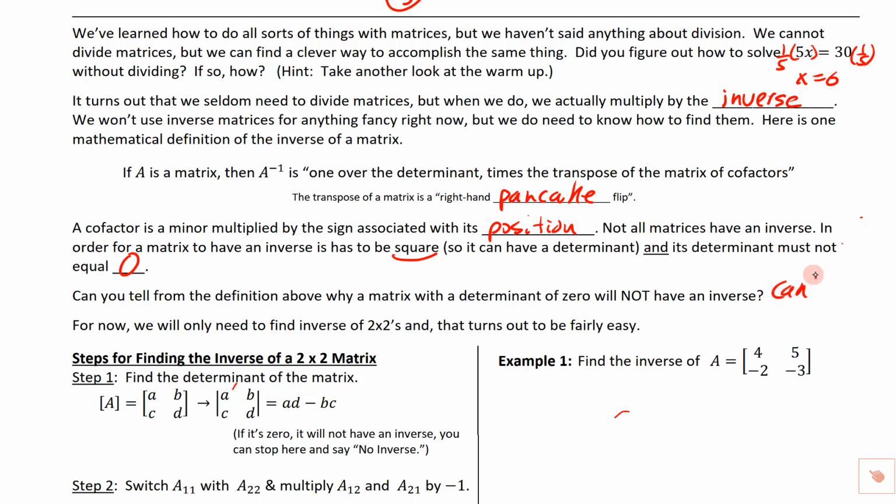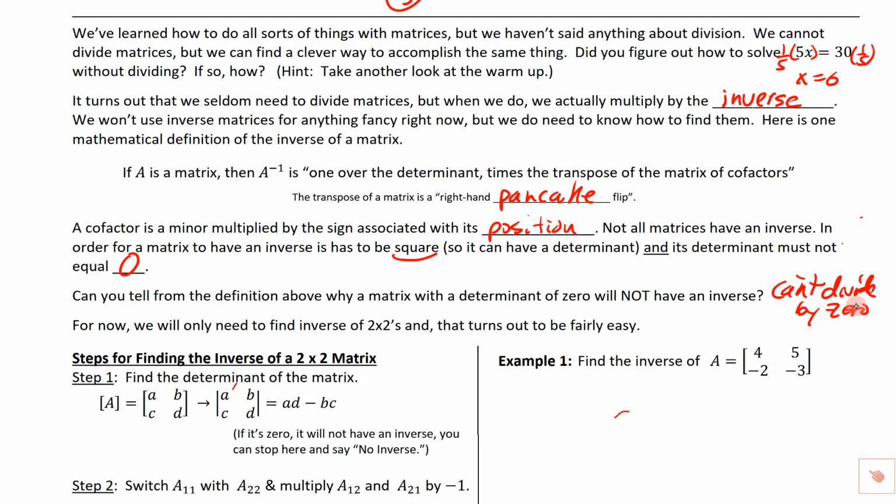So let's just write can't divide by 0. Okay, so that's not allowed. So that's why we've got to have a matrix that's square so that it can have a determinant, and the determinant can't be equal to 0. So otherwise, if it's not square, no inverse.